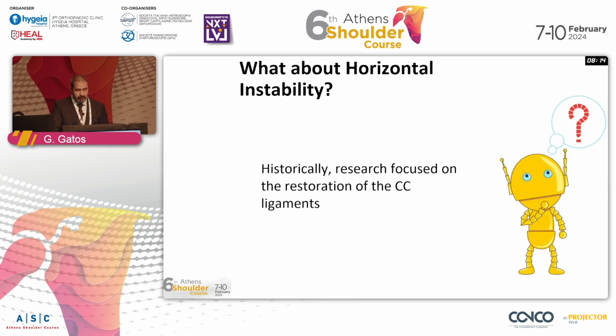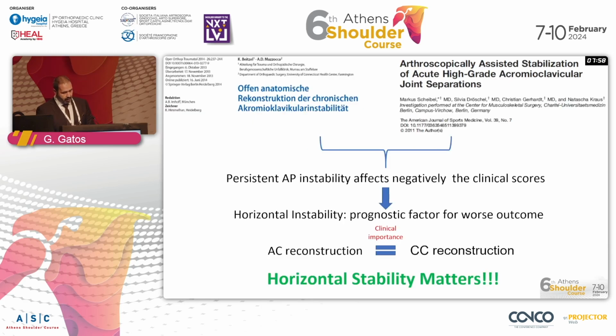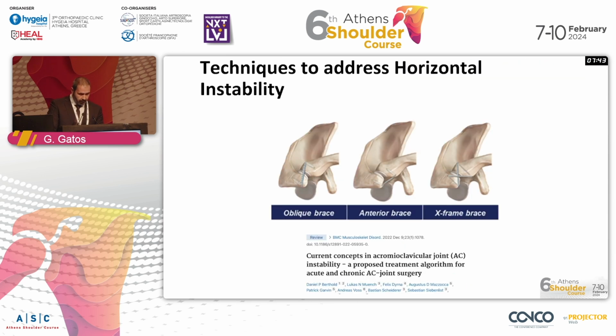Historically, research focused on the restoration of the CC ligaments, but recently the importance of the ACC ligamentous complex for horizontal stabilization has been emphasized. There seems to be a synergistic contribution of CC and AC ligaments to the joint's stability. Persistent AP instability negatively affects clinical scores and is a prognostic factor for worse outcome. So it is of high clinical importance to reconstruct both AC and CC ligaments. Various techniques to address horizontal stability have been described.